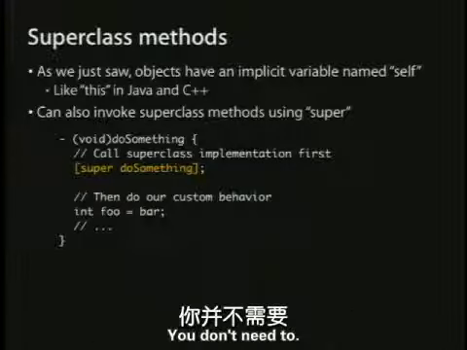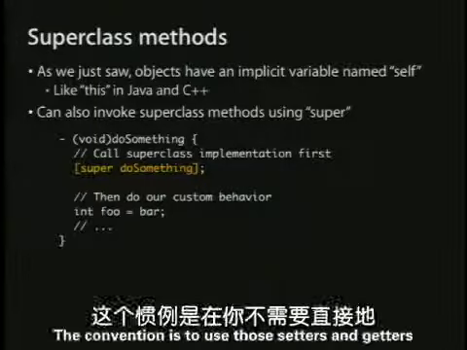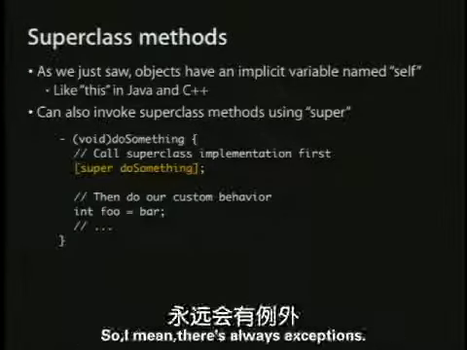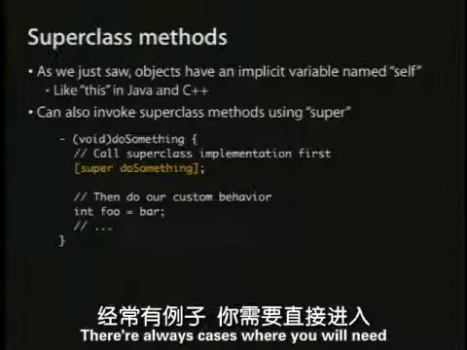Superclass methods. So if you override a method that is implemented in the superclass, you have a way of calling that superclass method, and that's using the keyword super. So let's say we have another method called doSomething.